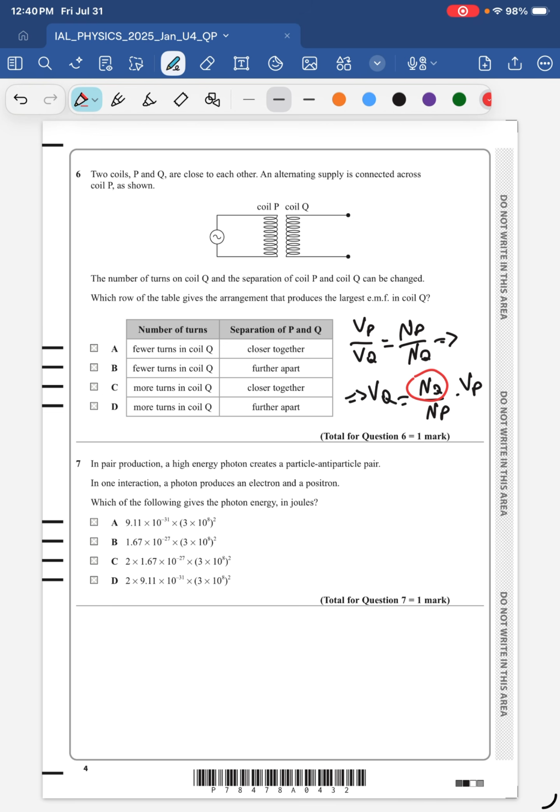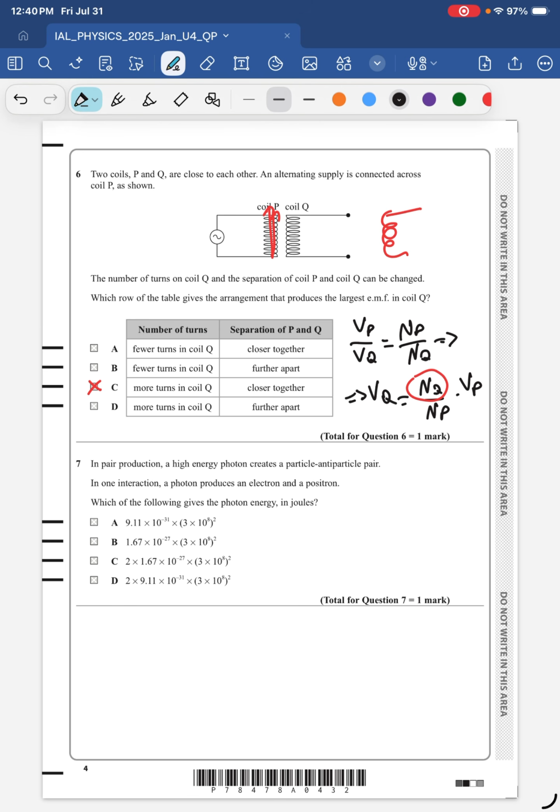And then the separation of P and Q, do they have to be close together or further apart? Close together is the correct answer, right? Because if they are further apart, the magnetic field will not be felt very well by coil Q. There is a magnetic field here in coil P, so if you take coil Q further away, the effect of that field will not be as strong. So C is the correct answer.